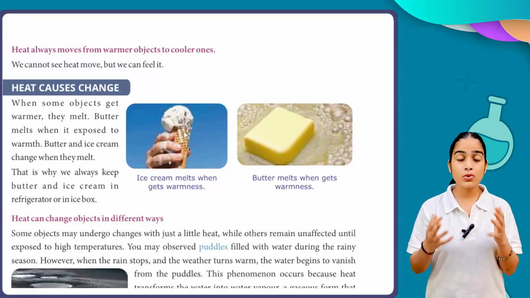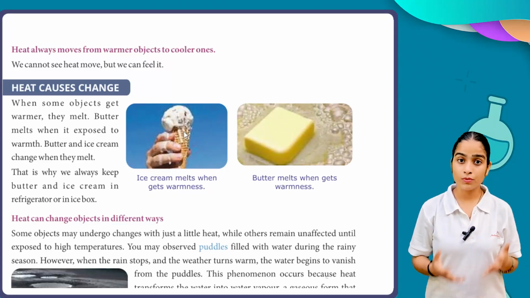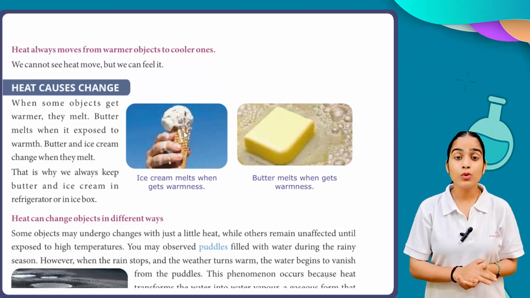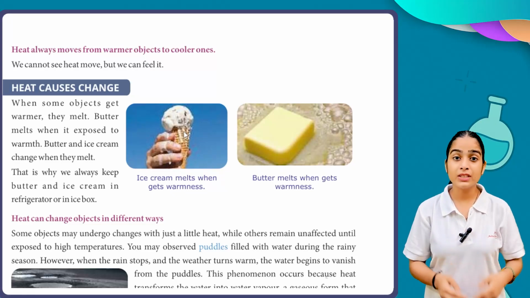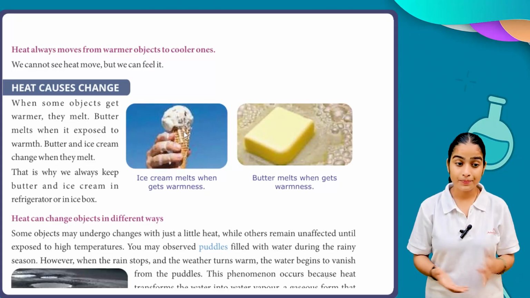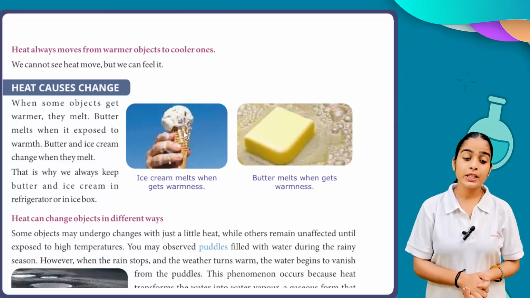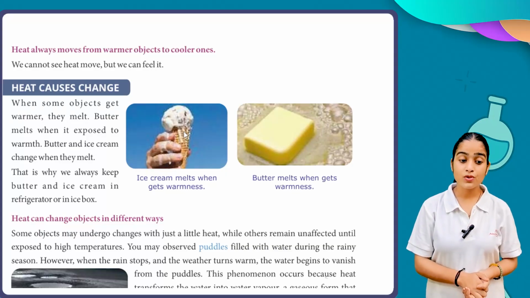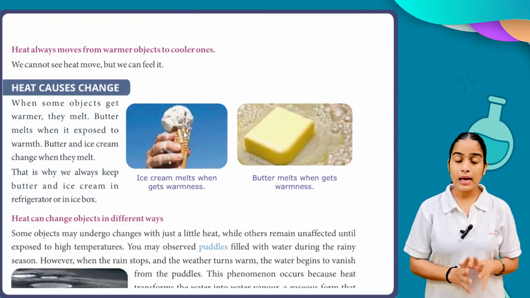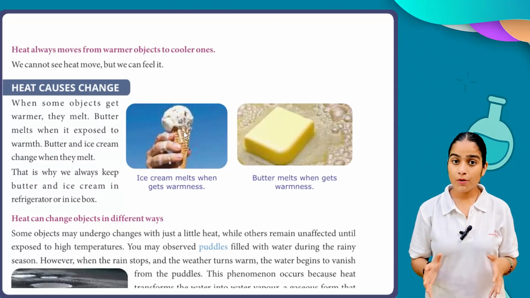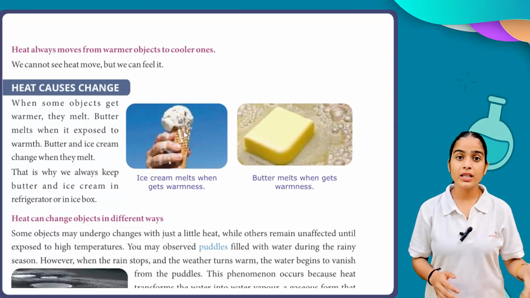One of the most important and vital roles which heat plays is that you make food, right? With the help of heat, we can change the food processing. When some objects get warmer, they melt. Butter melts when it is exposed to warmth. Butter and ice cream change when they melt. That is why we always keep butter and ice cream in the refrigerator. So what we observe here is that with the help of heat, we can change the shape of an object.